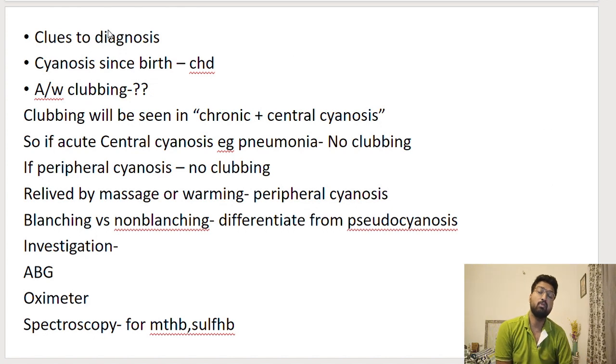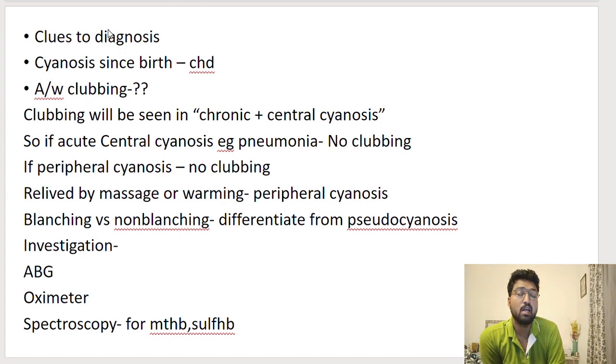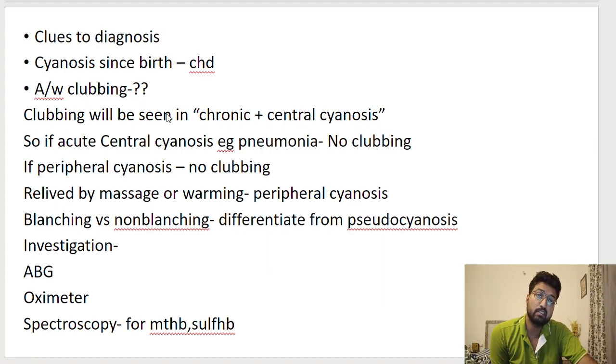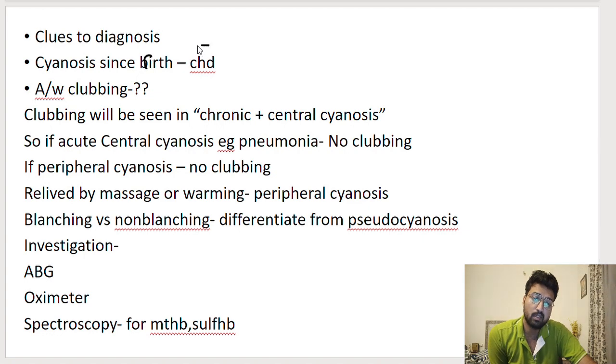If you have to elaborate the answer more, then you have to talk about the approach to cyanosis. How do you approach it? If we see a cyanosis patient, how do we approach that patient? First of all, we have to ask about the time of onset. Is the cyanosis present since birth? If it is present since birth, most likely the patient will have a congenital heart disease.